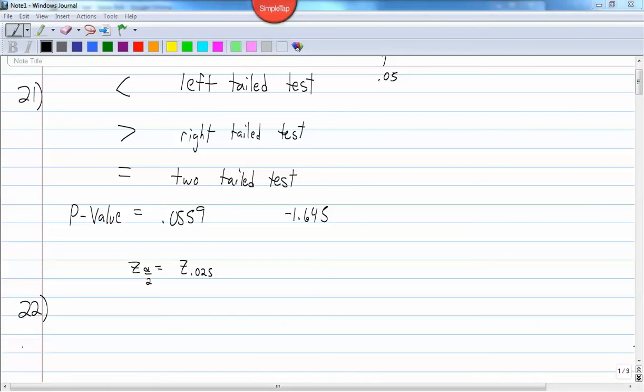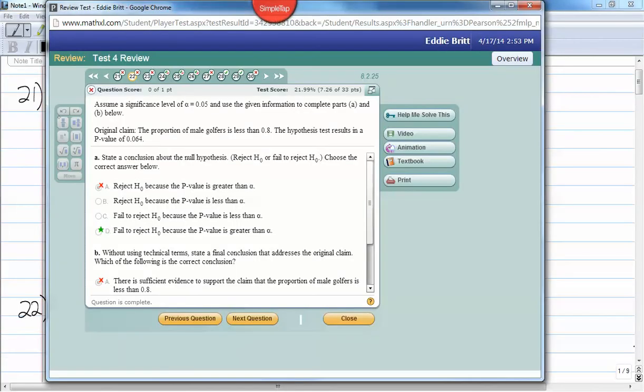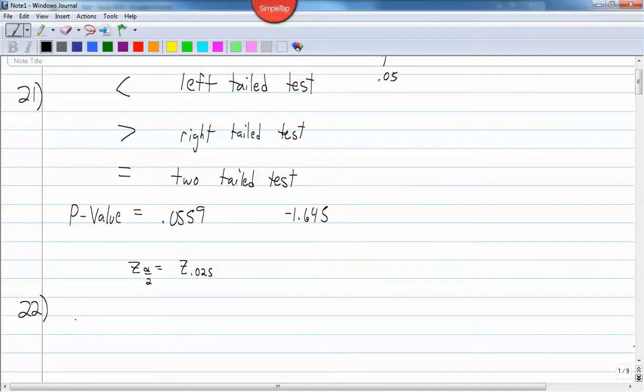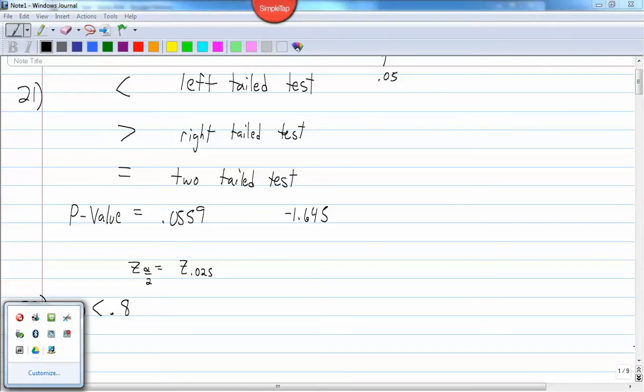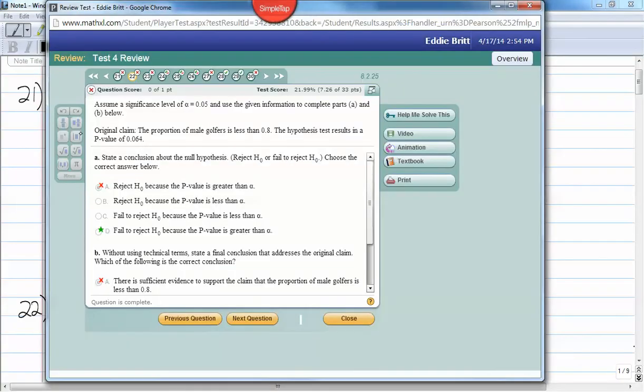So we were told our original claim, it's very important that we write that down. The proportion of male golfers is less than 0.8. So p is less than 0.8. Alright, so now we need to write down the p-value. We didn't have to find it, it was given.